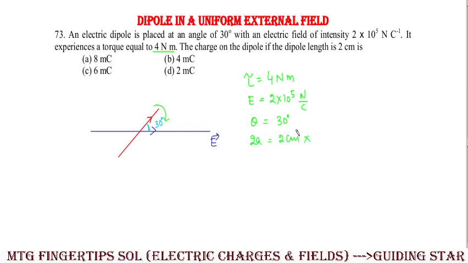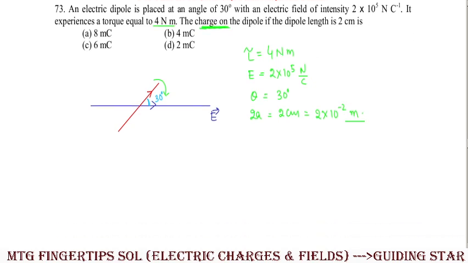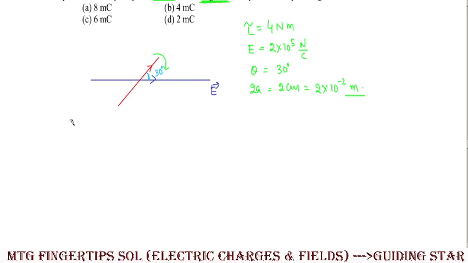That means it will be equal to 2 into 10 to the power minus 2 meter. Clear? These values are given. So he is asking the charge on the dipole. What is the charge on the dipole? Torque is given, so we know the formula for torque. Torque can be written as tau equal to P bar cross E bar, or simply PE sin theta. Clear? This torque is generally a vector quantity, so it will be written as pE sin theta n cap. So magnitude wise, the value of torque will be simply pE sin theta.